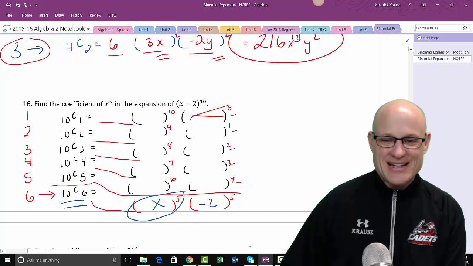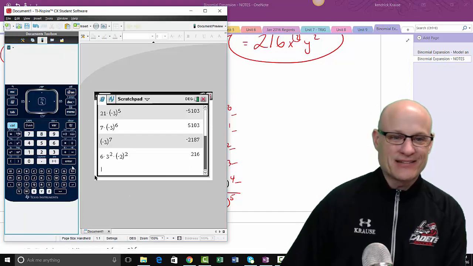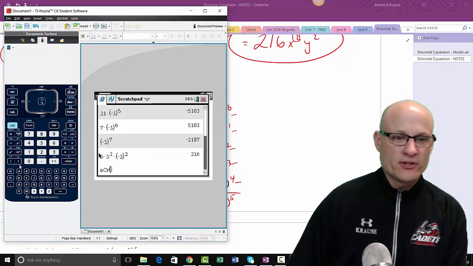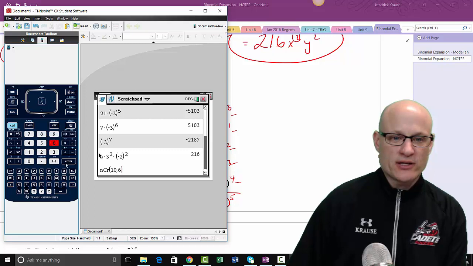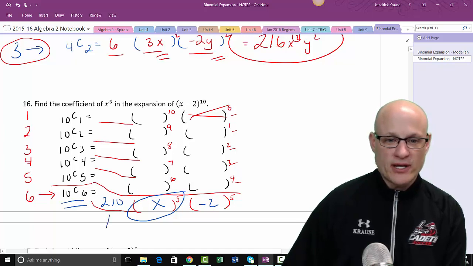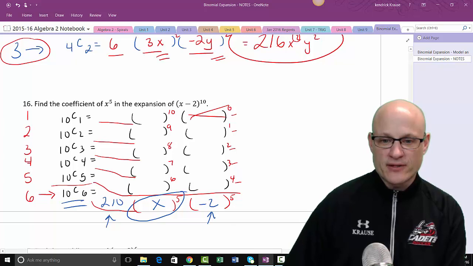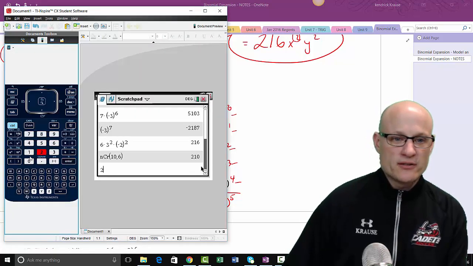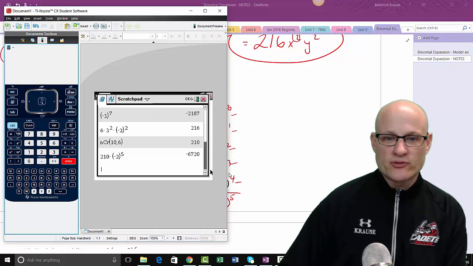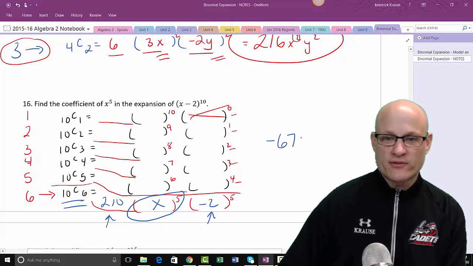So I need to figure out what 10C6 is. So menu, probability, combinations, 10, 6. Oh, it's 210. x, -2 to the 5th. All right, so I'm going to type in all the numbers, 210 and -2 to the 5th. So 210, parenthesis, -2 raised to the 5th. -6,720, -6,720 x to the 5th.